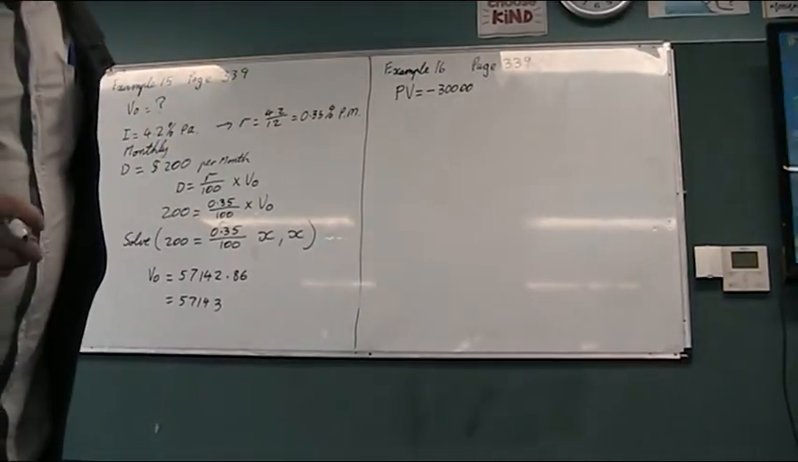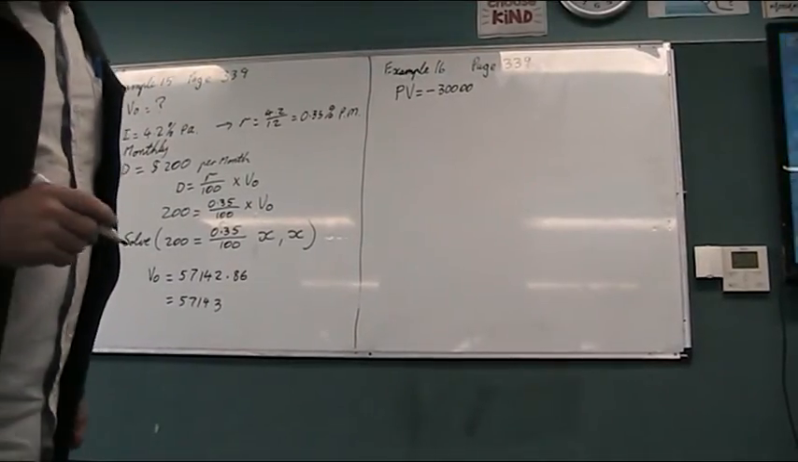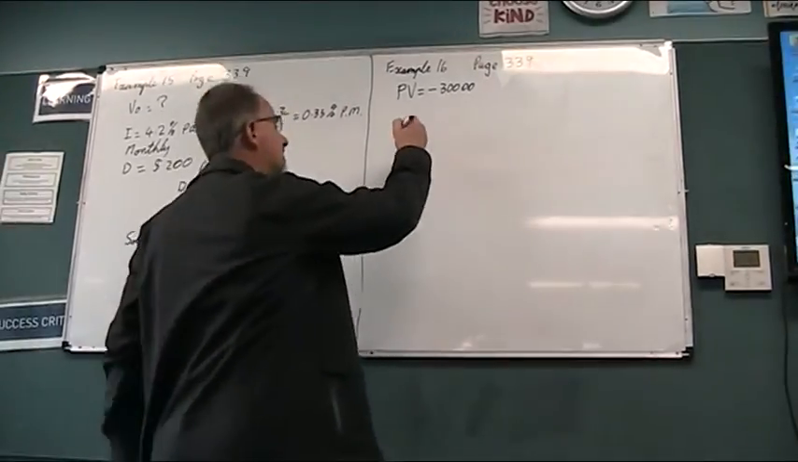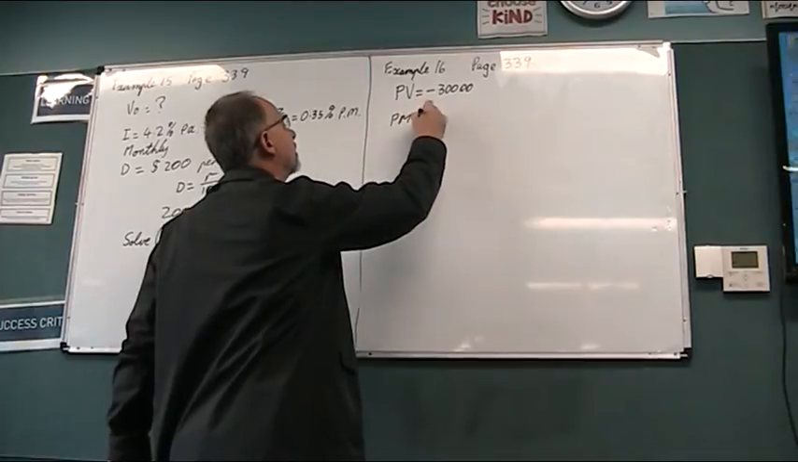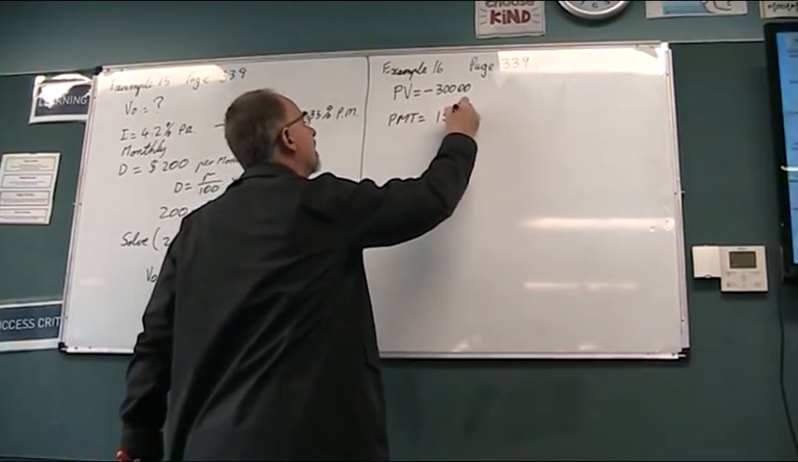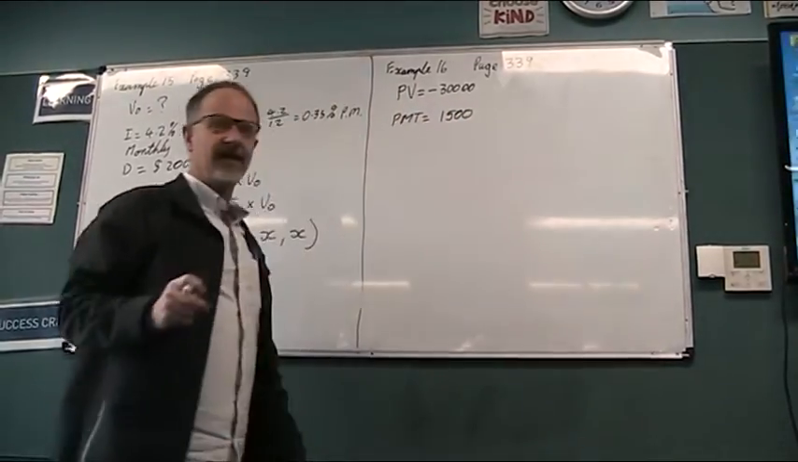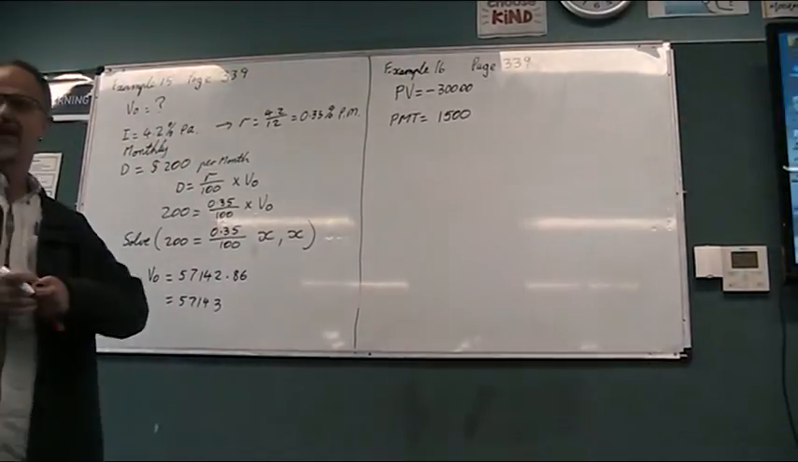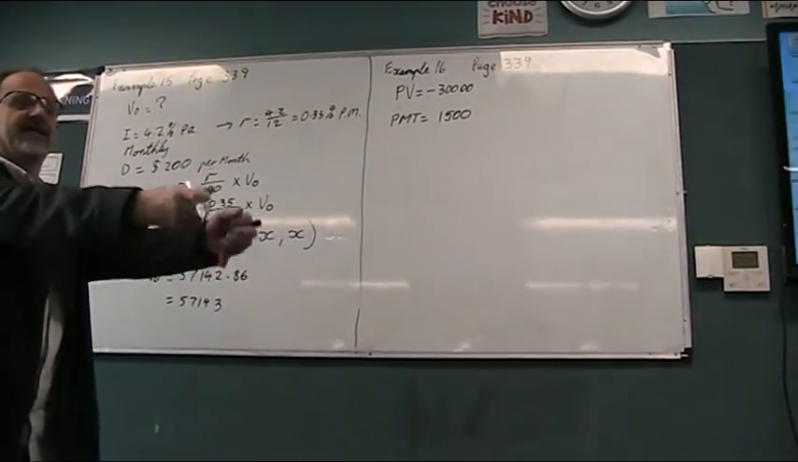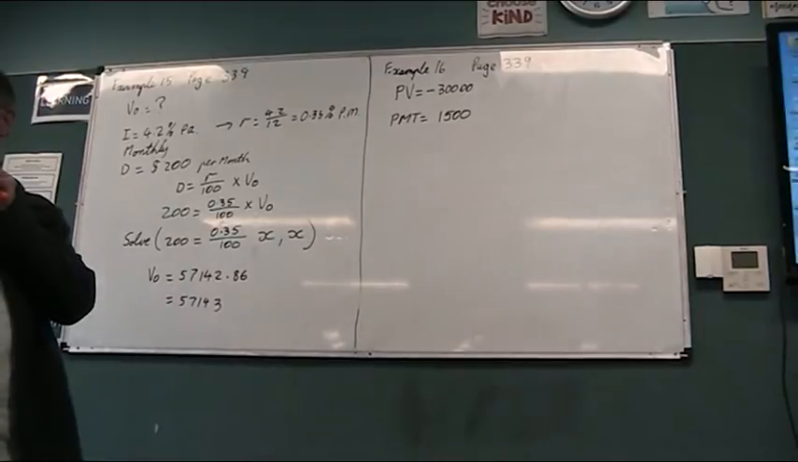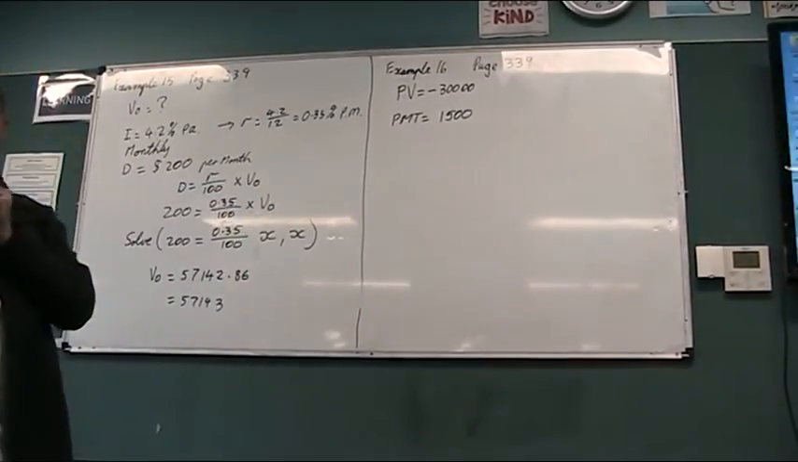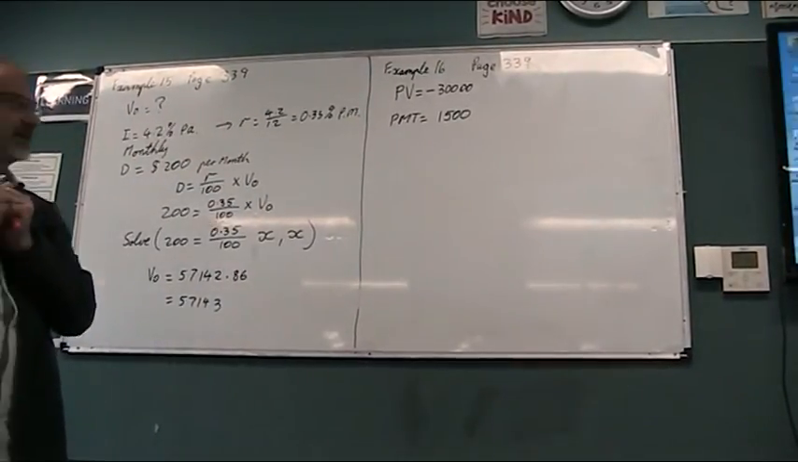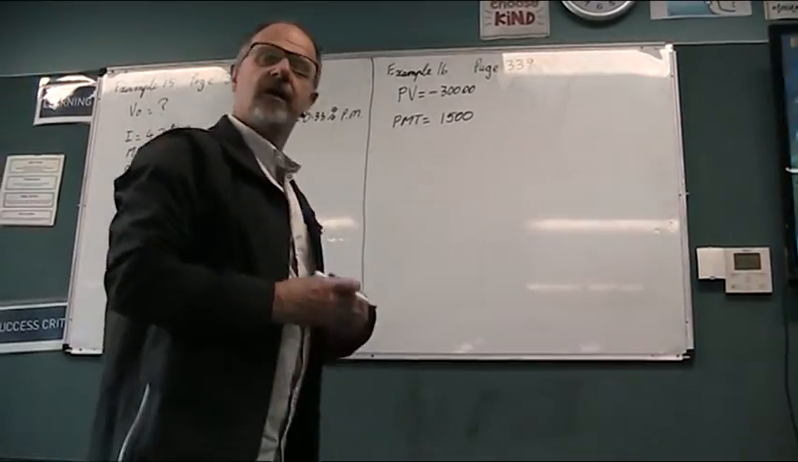All right, intends to award an annual prize of $1,500. So what's that $1,500? Payment, yep, that's our payment. And positive or negative? Positive, because they're going to take that 1,500 back and then award it as a prize. So they've invested the money, taking the 1,500 back each year. All right.